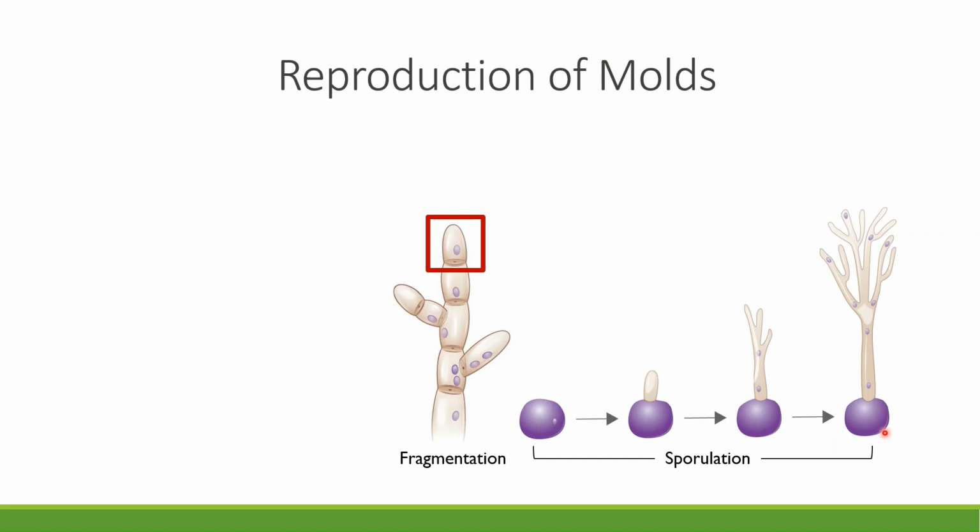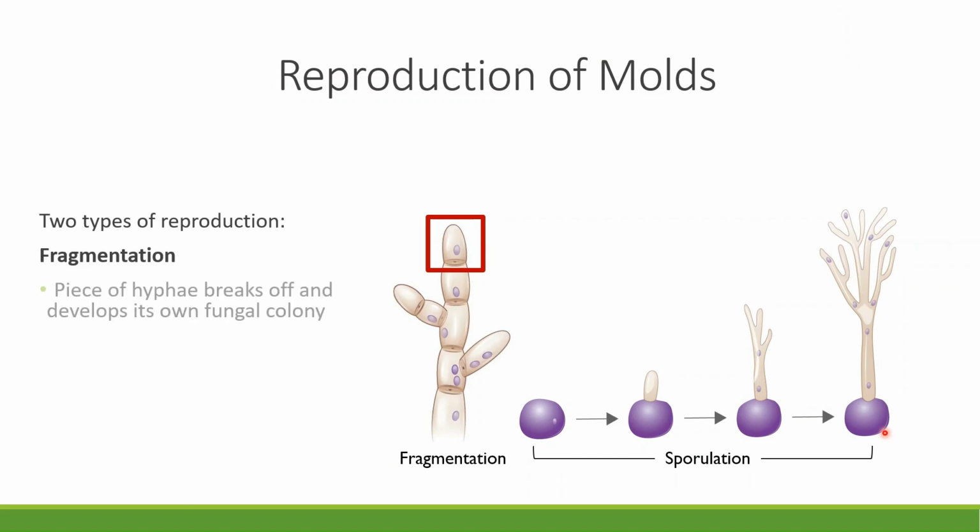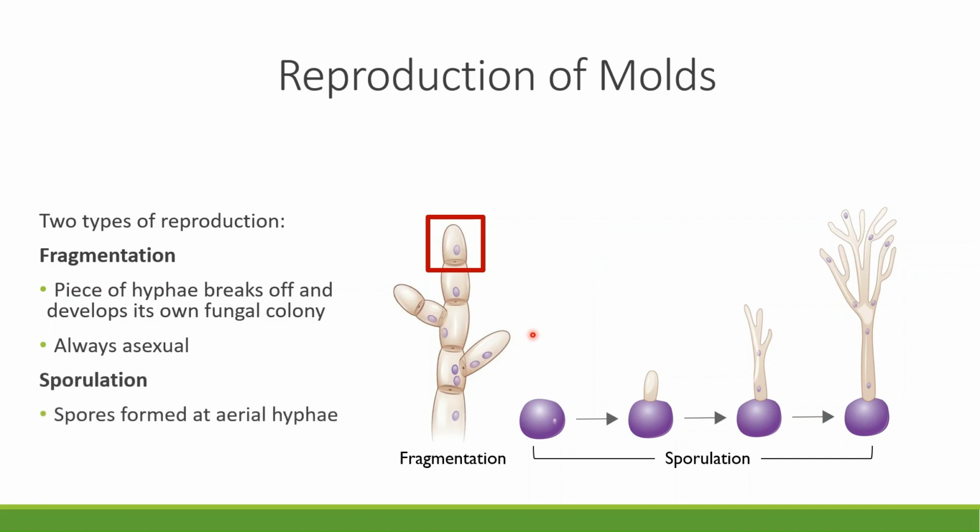And again, we were talking about these hyphae and how they can be broken apart and generate new hyphae. And so we're going to go over the two types of reproduction here. One is called fragmentation, and this is where you have a piece that is broken off and it develops into its own fungal colony. And this is asexual in nature. And then we have the sporulation, which is where you have those aerial hyphae that produce the spores, and those spores can go off and generate a new organism.